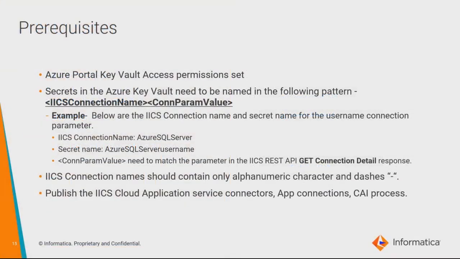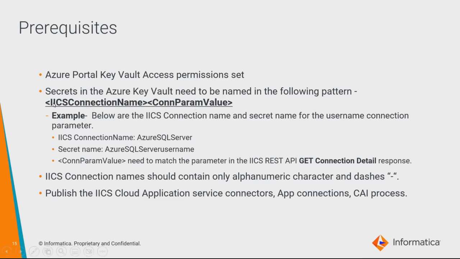To make sure that our IICS CAI process works properly, we have to make sure the prerequisites are being followed. A few of them are: we have to make sure that Azure portal settings are made for Key Vault access permission. And we have to follow a particular pattern for the naming convention of the secrets. That is, the secrets in the Azure Key Vault need to be in the following pattern.